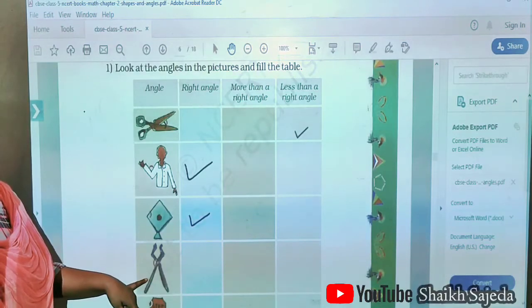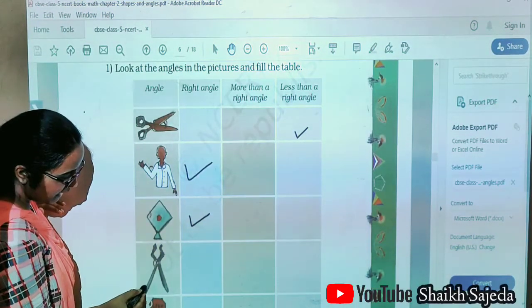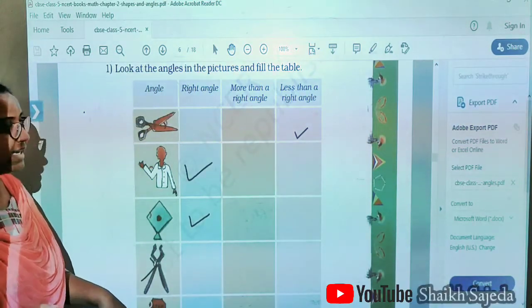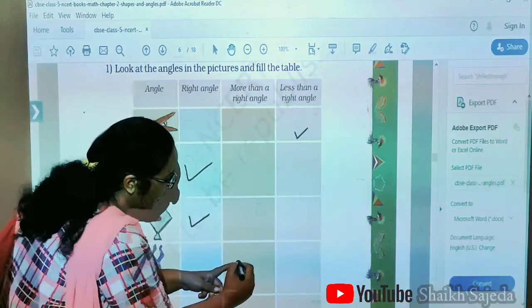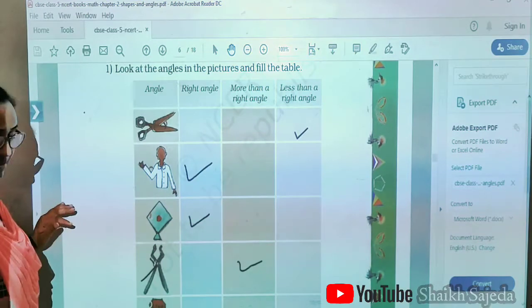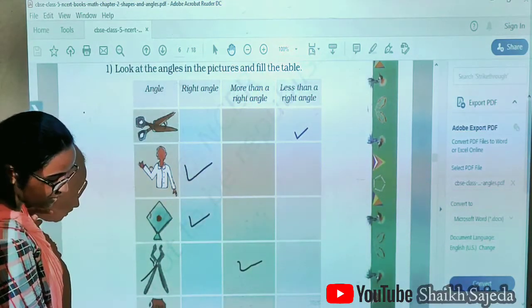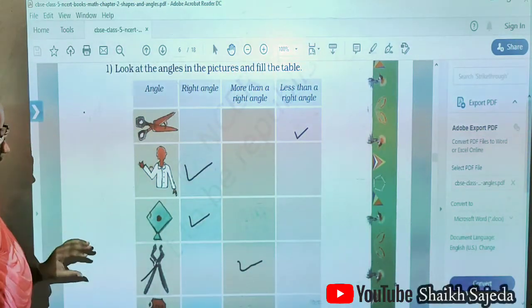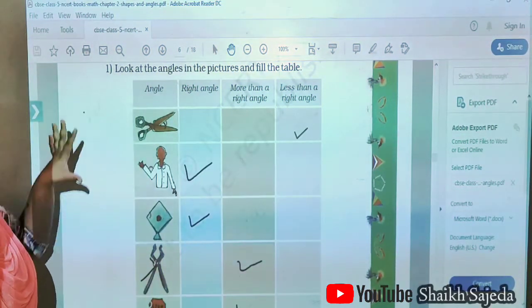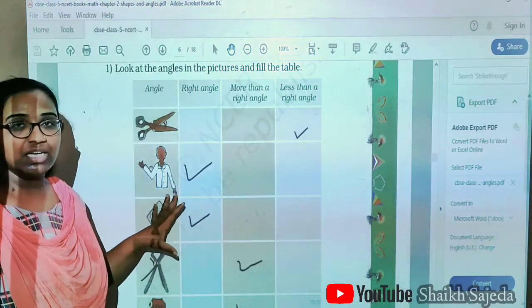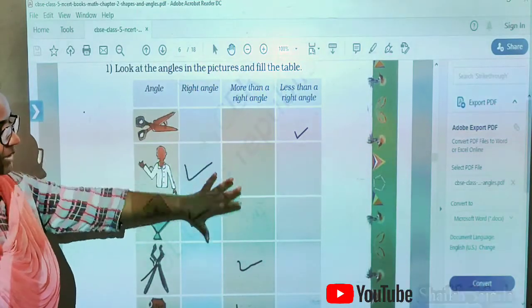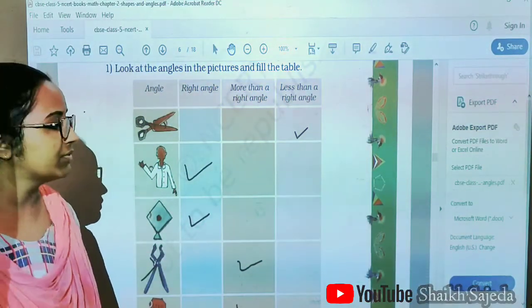Now here in this picture, as you can see, it is more than a right angle. If we show it, a right angle will be like this, and it is more than a right angle, so we will tick here in more than a right angle. And the last picture is the symbol of a stop signboard. Here also it shows more than a right angle. So here I will tick more than a right angle. All these pictures you have to paste in your notebook, or if you can, draw all the pictures and complete this table in your notebook.